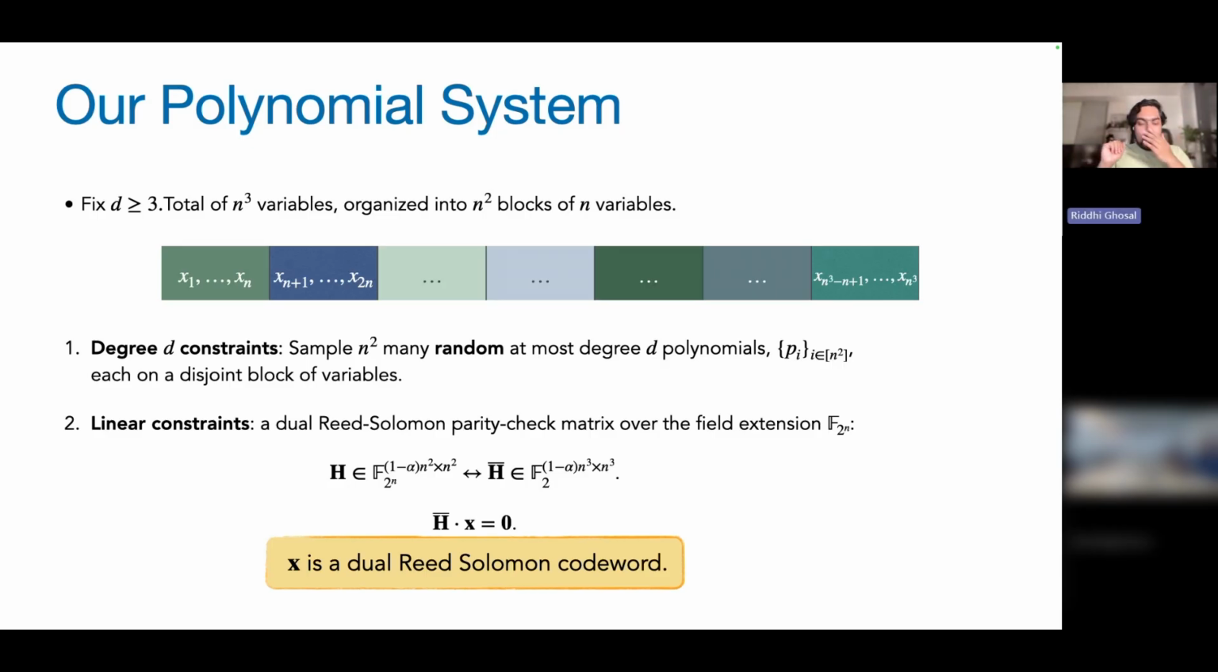Right. So I think here this would probably be a good place for me to just ask, any questions so far? Is the problem, the polynomial system, does it make sense?